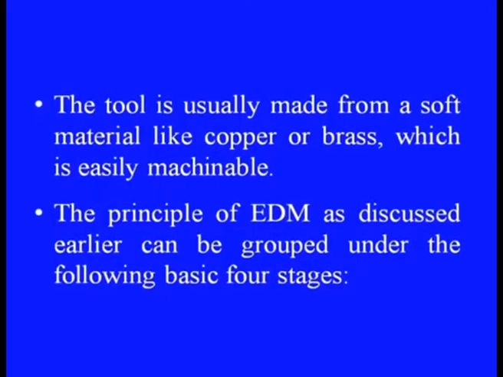This is another big advantage of this process. As long as we can produce the shape of a tool, which is in the form of an electrode, we can machine that particular shape on the workpiece. The tool is usually made from a soft material like copper or brass, which is easily machinable.